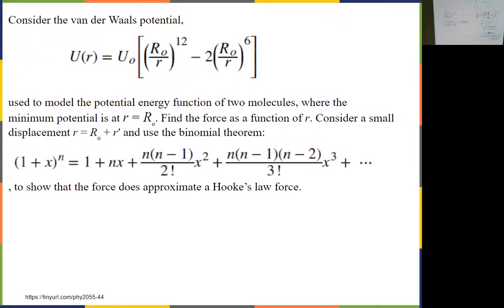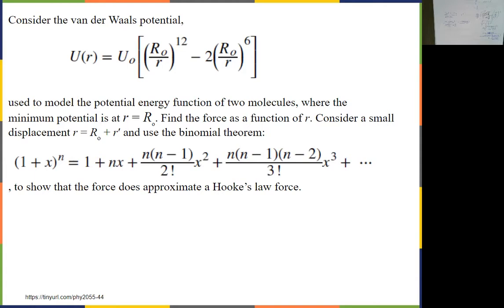The last example here, we are going to check on this example. It says, consider the van der Waals potential. This is the potential if you have two atoms or two molecules, on a very small scale. For example, a very dilute gas, where the molecules are very far apart compared to their sizes.